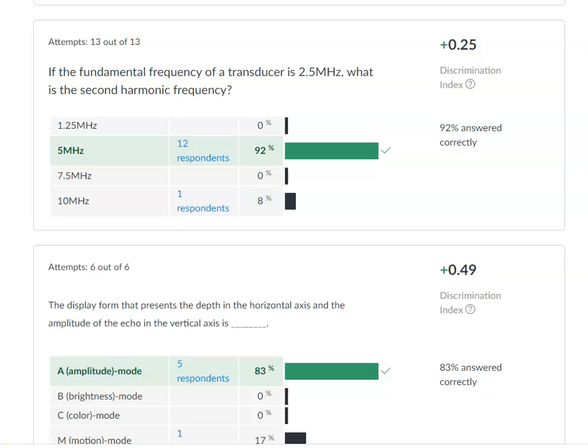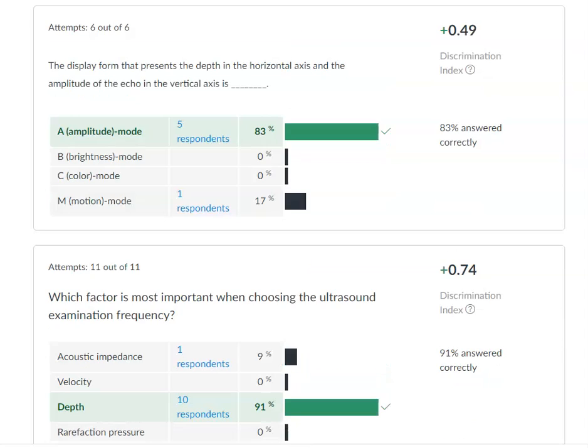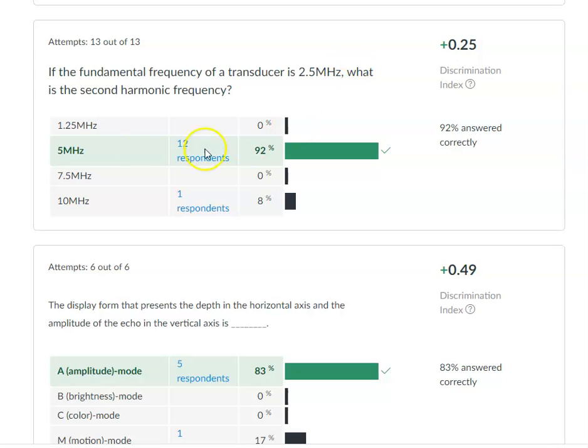Next question. If fundamental frequency is 2.5 megahertz, what is the second harmonic frequency? The second harmonic is always a doubling of our fundamental. And so 5 megahertz is the second harmonic. And the third harmonic would be tripling it. So 7.5 would be the third harmonic, and 10 would be the fourth harmonic, for those of you keeping score.